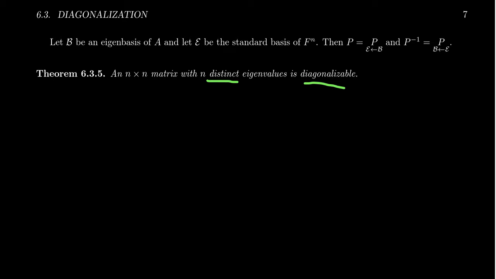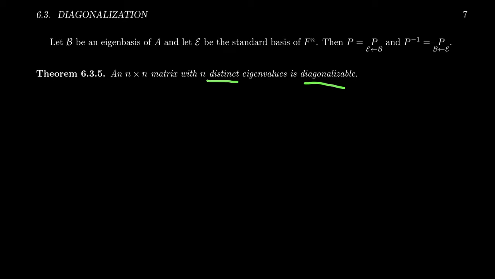The only time that you're not diagonalizable is if you do not have enough eigenvectors, and that would only happen if you have repeated eigenvalues. Now, that's not to say that if your eigenvalues are repeated, you can't have an eigenbasis. You certainly can. We'll actually see that in the next example coming up. But you might not have enough eigenvectors if there are repeated eigenvalues.